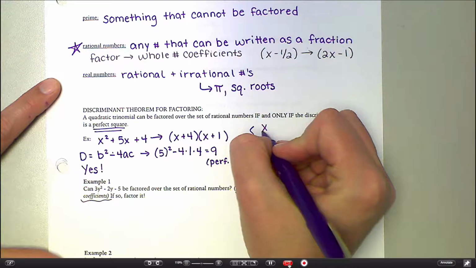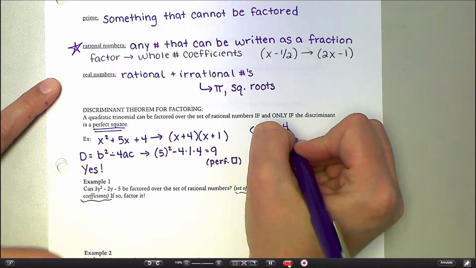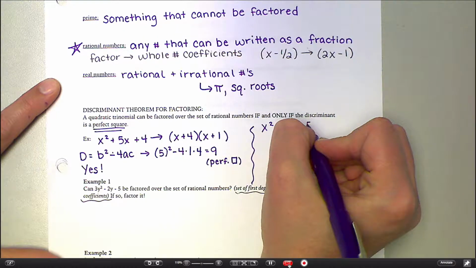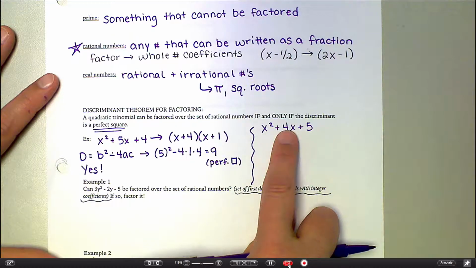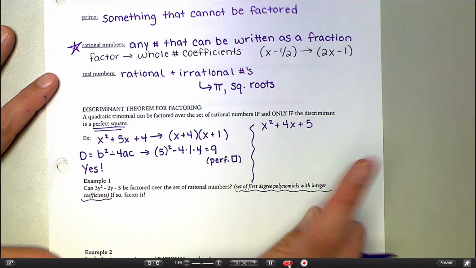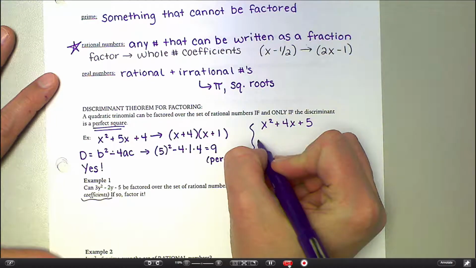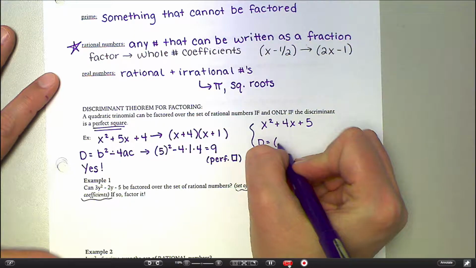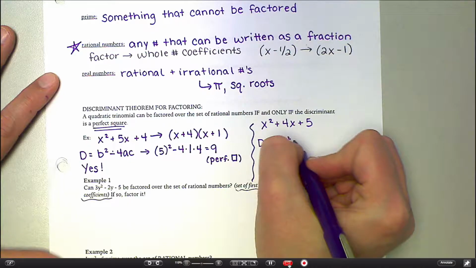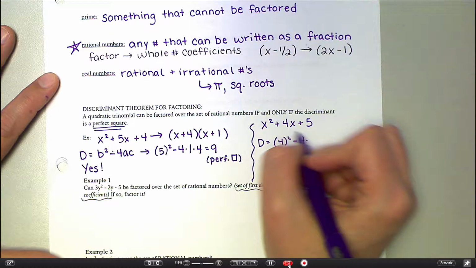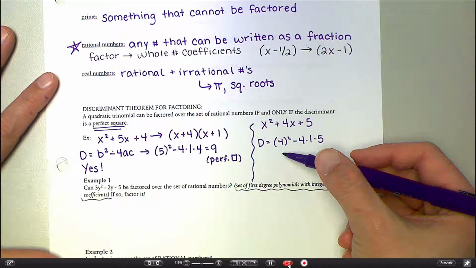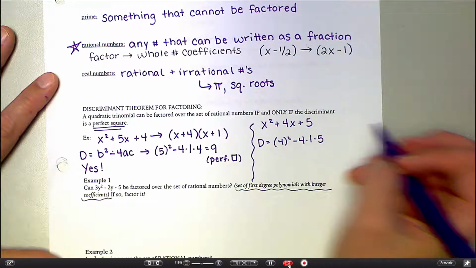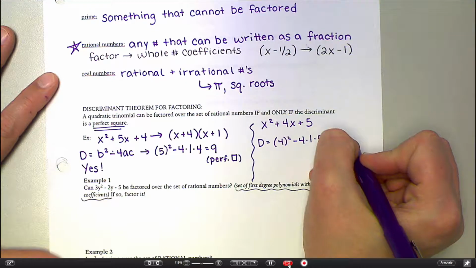Let's say I gave you x squared plus 4x plus 5. And you were spinning your wheels and you couldn't figure out how to factor that, because you couldn't think of a way to multiply to 5 and add to 4 with them both being positive. So you tried the discriminant on this one. And you did 4 squared minus 4 times 1 times 5. Let's see, that's going to be 16 minus 20, which is negative 4.